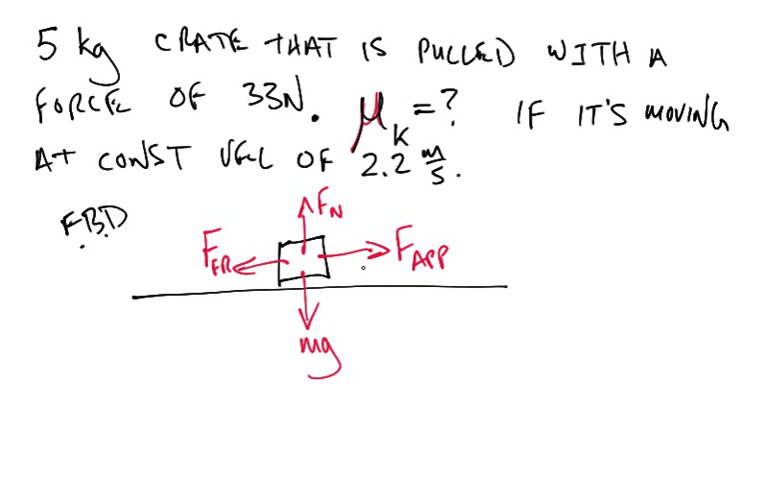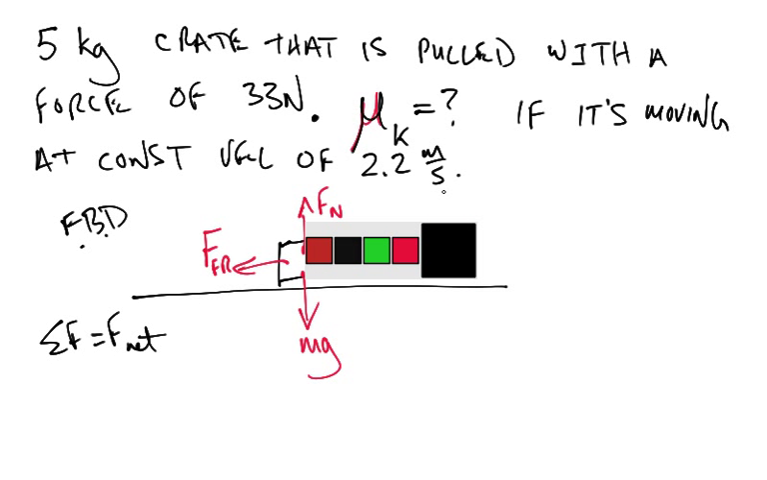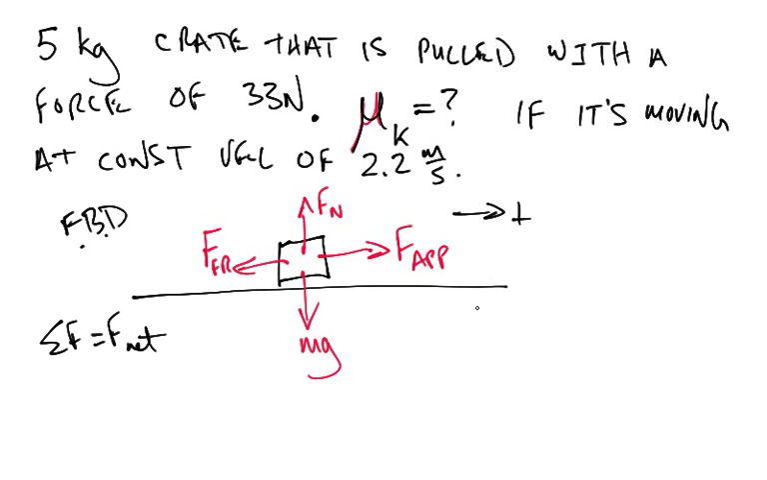Now, if we say sum of the forces is equal to F net, we need to pick a positive direction, and I'm going to pick this direction as being positive. So you can see that it's negative force of friction plus applied force is going to equal F net.